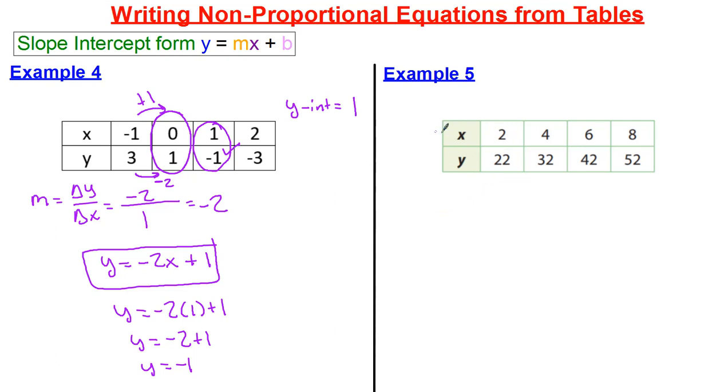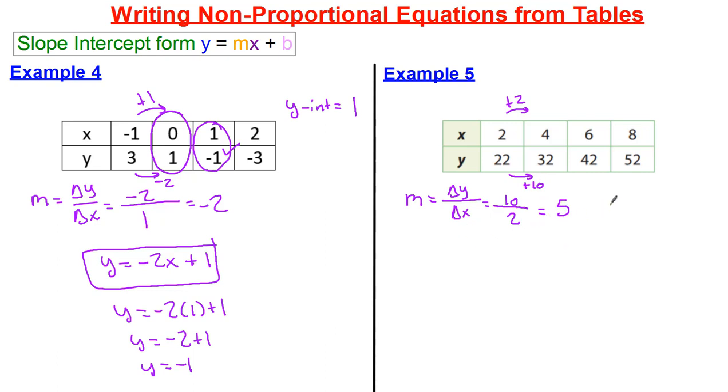Okay, so I have no 0 for x, so I'm going to have to use algebra in order to figure that out. So that's okay. Let's just do the slope first. So change in y over change in x. My change in y is I go from 22 to 32, so I'm adding 10. My change in x, I'm adding 2 from 2 to 4, so 2. So my slope is going to be equal to 5.